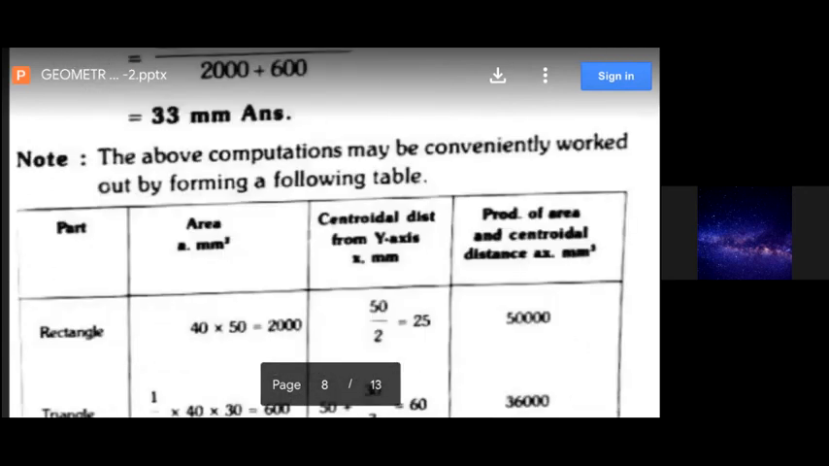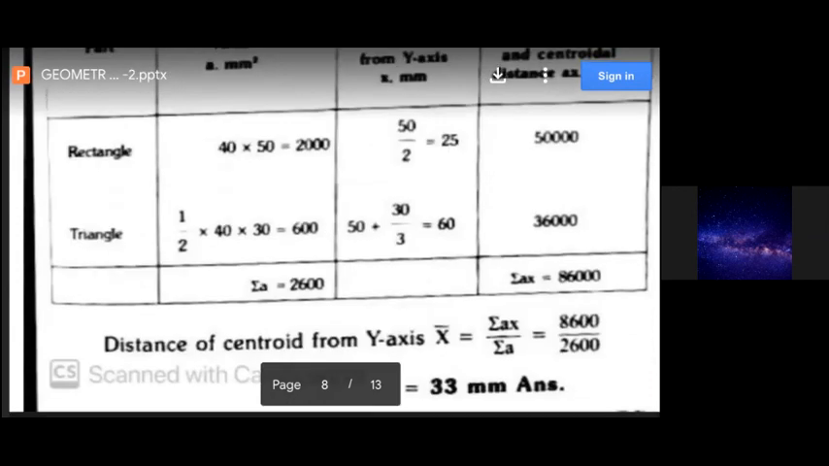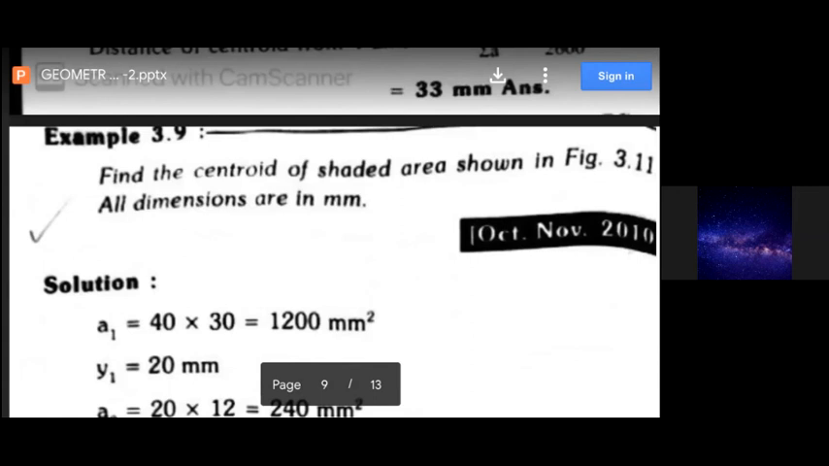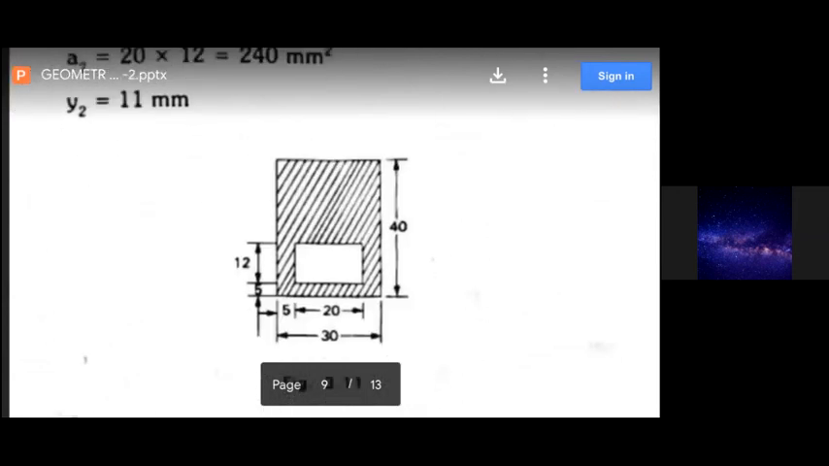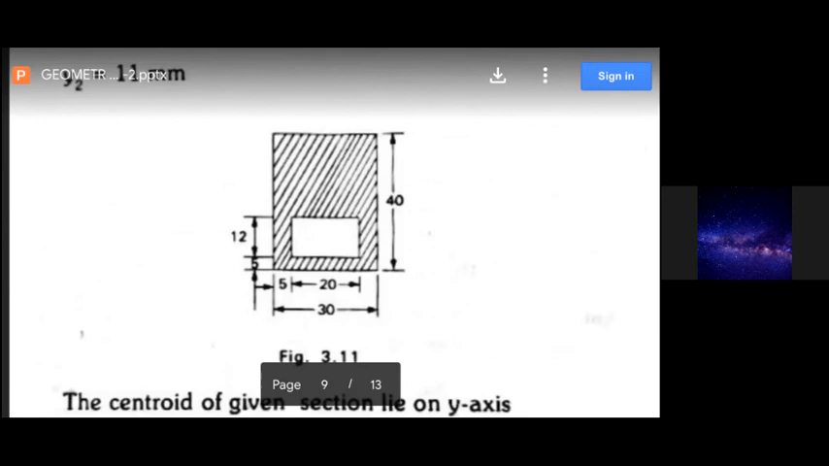And this is a table. Okay. Next. Find the centroid of shaded area shown in figure. All dimensions are in mm. Here, see here, important problem. We are only interested in the shaded area, for which we have to find the dimensions.